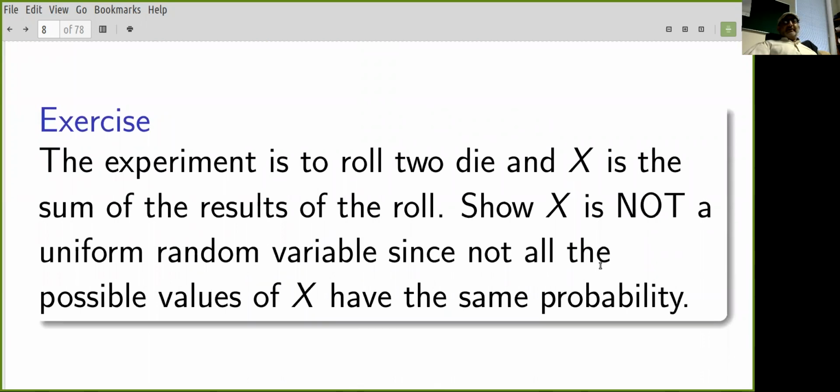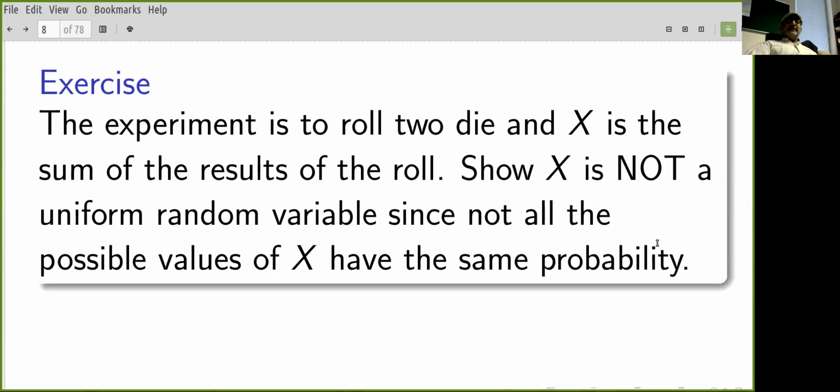Here's an example of not a discrete uniform random variable. If you roll 2 dice, x is the sum of the results. So you add the result of the one die and the result of the other die, you put them together, and the random variable x takes that value. It's not a uniform random variable, because if you work out what the probability mass function for x is, you'll see that it's not constant for every allowed value of x.